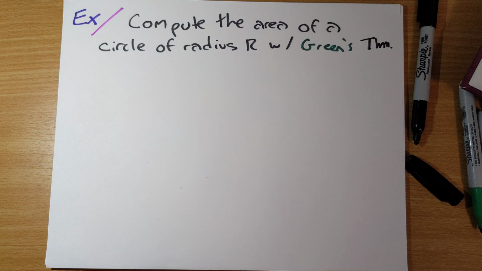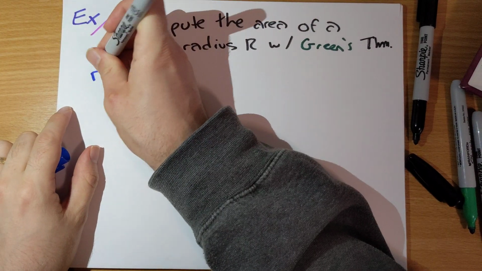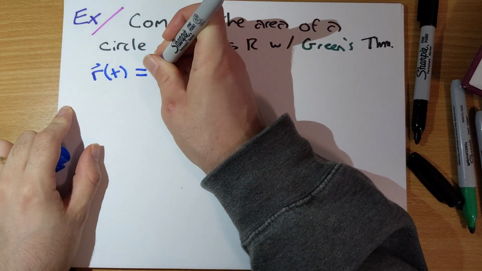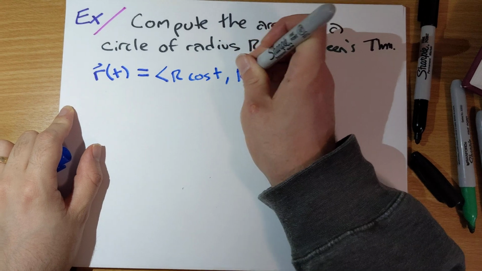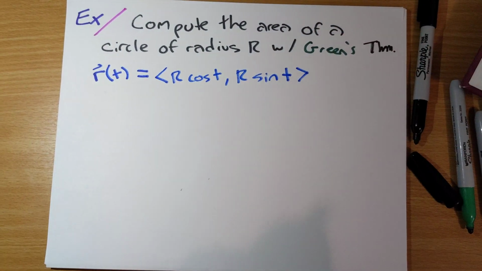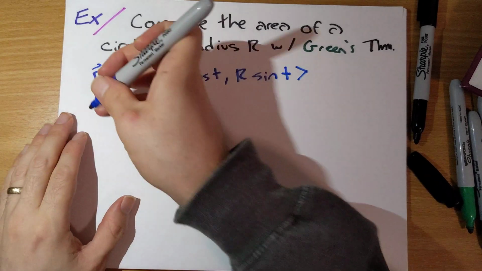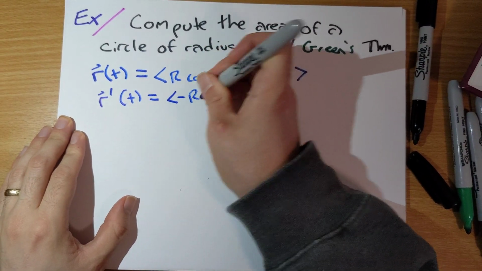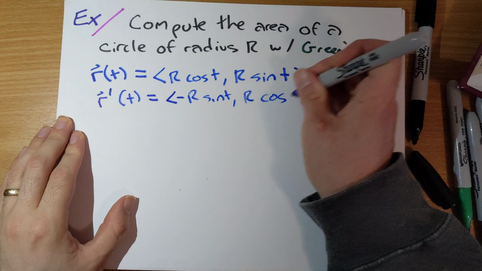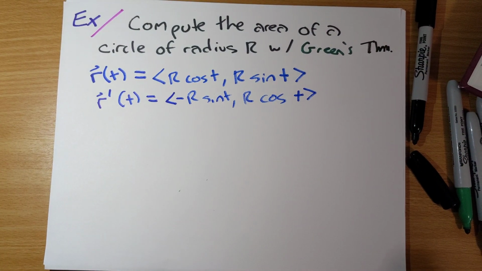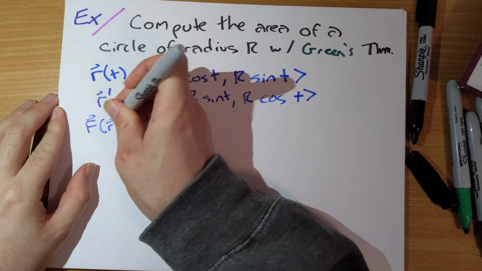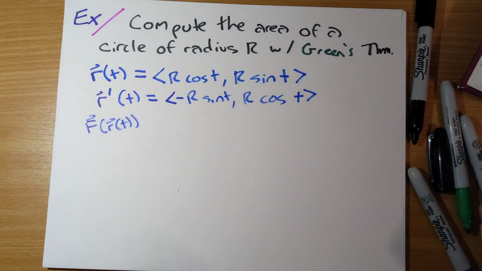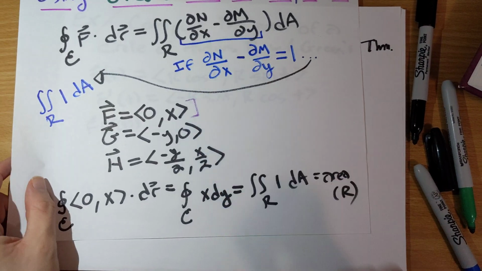Let's put this to use. Let's do the simplest possible warm-up example. Let's compute the area of a circle of radius r with Green's theorem. So we need a parametrization, r cosine t, r sine t. And this will give us the derivative, negative r sine t and r cosine t. And so F of r of t, I guess we have to say which one of these choices we are using? I'm just going to pick this as our F.